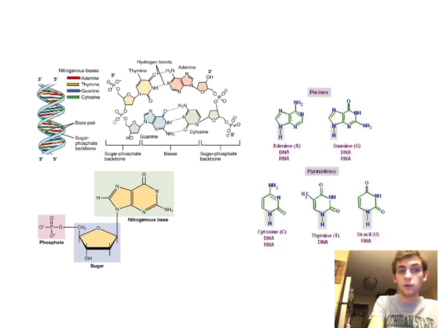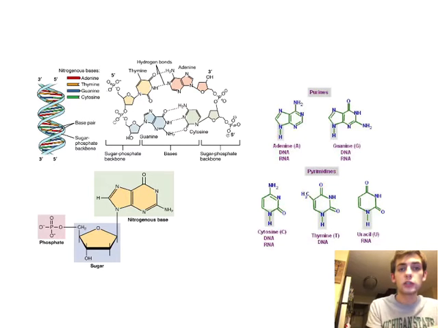You have a phosphate group. We have in DNA a 5-carbon sugar that's known as deoxyribose. That 5-carbon sugar is also known as a pentose. And then attached to that sugar is going to be a nitrogen base. Now that nitrogen base can be either a purine or a pyrimidine.